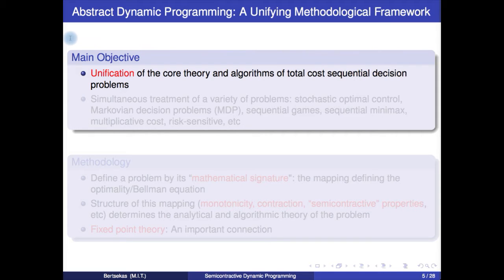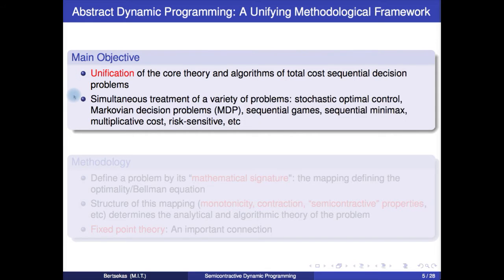So let us introduce abstract dynamic programming. The objective of the subject is to unify the core theory and algorithms of total cost sequential decision problems in a general setting. By general, we mean that we're going to treat simultaneously a variety of problems. Stochastic optimal control is one example. Markovian decision problems, including semi-Markov problems, is another. Minimax problems, sequential games, problems involving multiplicative cost and risk-sensitive criteria are going to be all special cases of a broad framework that we are going to introduce.